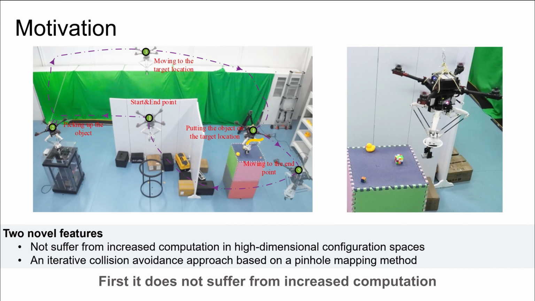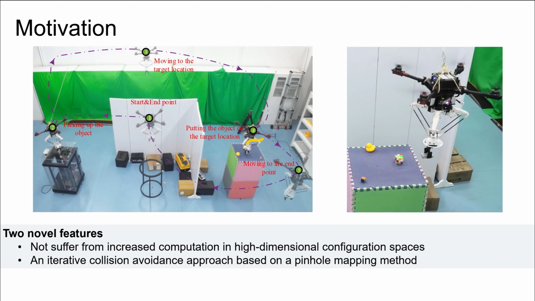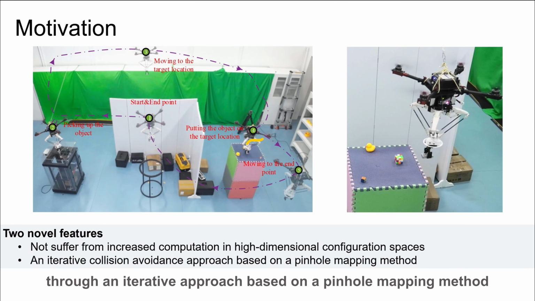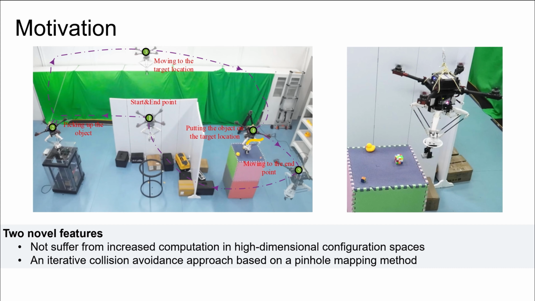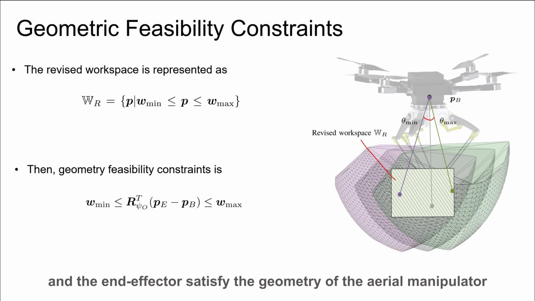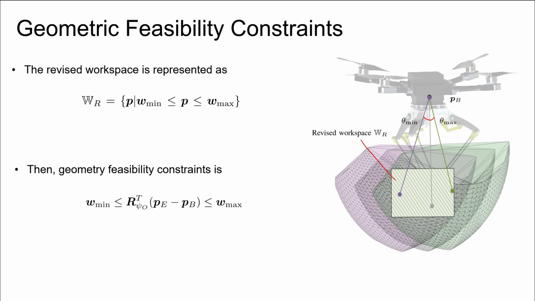First, it does not suffer from increased computation in high-dimensional configuration spaces. Second, collision avoidance for the delta arm is achieved through an iterative approach based on a pinhole mapping method. The geometric feasibility constraints are proposed to ensure the trajectories of the quadcopter base and the end-effector satisfy the geometry of the aerial manipulator. By using these constraints, we can plan the trajectories of the quadcopter and the end-effector, respectively.